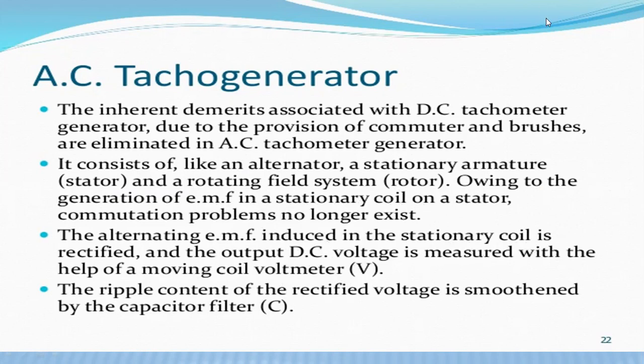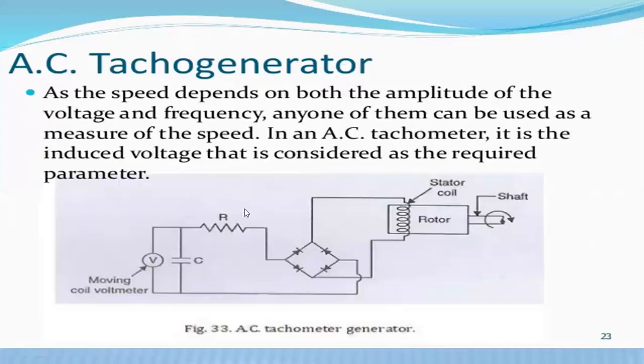Same as the DC tacho generator, the EMF is produced, and how much EMF is developed on that coil is calculated by the moving coil voltmeter. The ripple content of the rectified voltage is smoothened by the capacitor filter, so we can get a very smooth voltage. We can connect the voltmeter across that capacitor filter C. You can see the working and the different constructional details of this AC tacho generator.